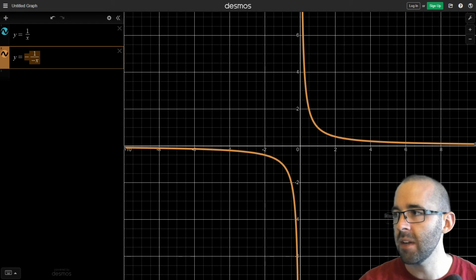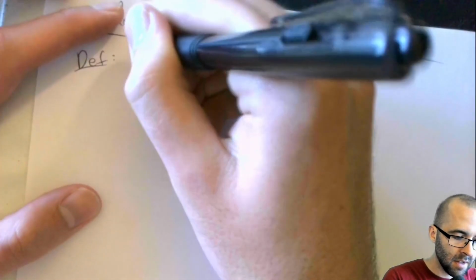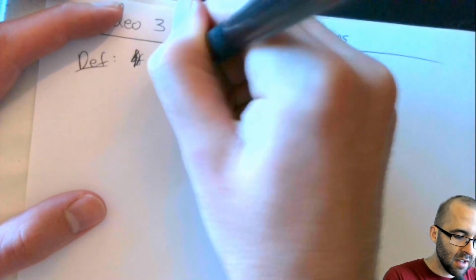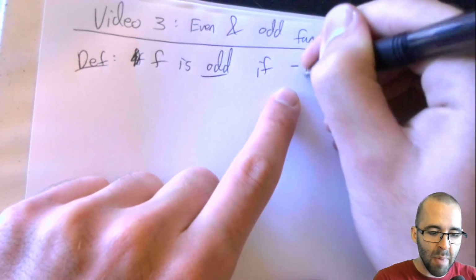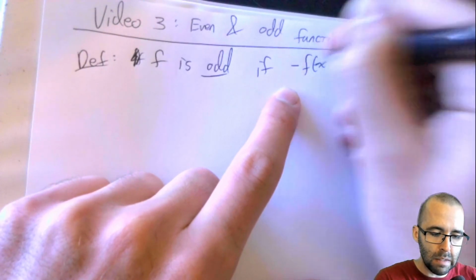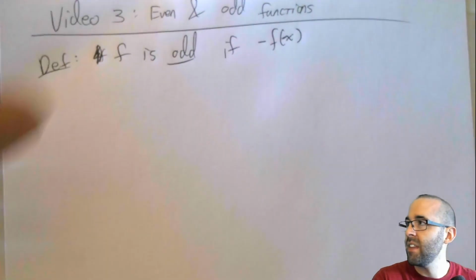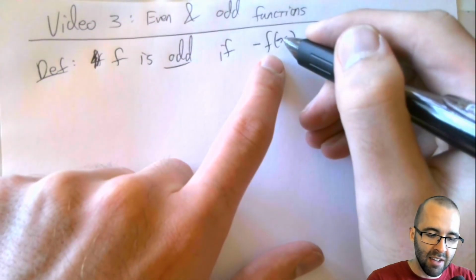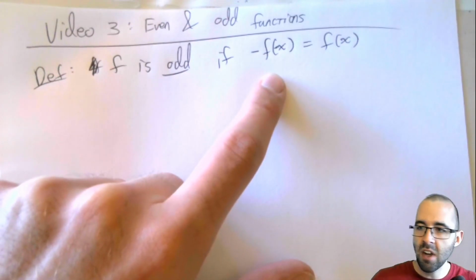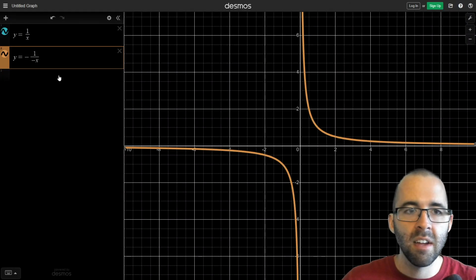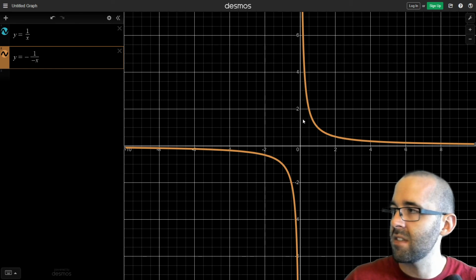Let's write that down. So, definition. f is odd if reflecting it about both axes, so this is reflecting it about both axes, right? Negative on the outside and negative on the inside equals the original function. And again, we just saw a couple of examples of it right here. Reciprocal function, reflect it on both axes, and notice how both graphs are the same.